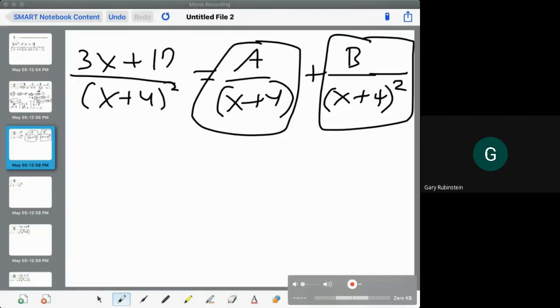Now you might say, well, why do I need the first term? Well, if I just have the b over x plus 4 squared, then b would have to be 3x plus 17. It wouldn't be really splitting it up. So this is the way to do it. And I mean, it's possible that a or b ends up becoming 0 just by chance, but that's not what's going to happen here. A and b are going to end up being integers.